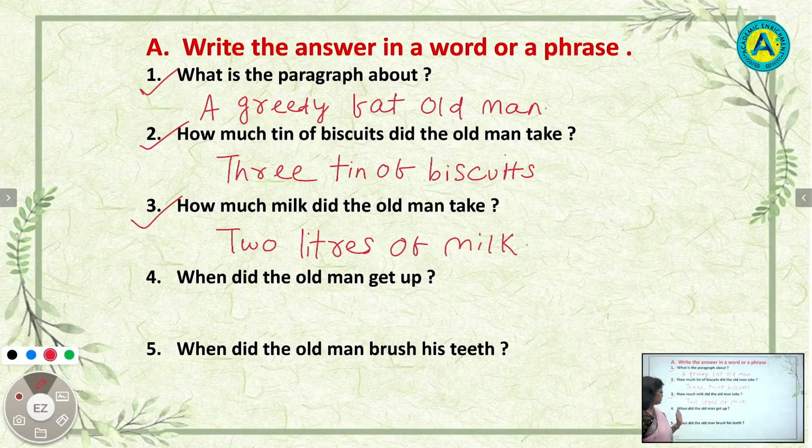Now the fourth question is, when did the old man get up? Do you know? Yes, the old man got up at 6 a.m. Am I right? So the answer is 6 a.m. Now coming to the fifth question, when did the old man brush his teeth? Can you answer it? Yes, the old man brushed his teeth at 6:30 a.m. So the answer is 6:30 a.m.